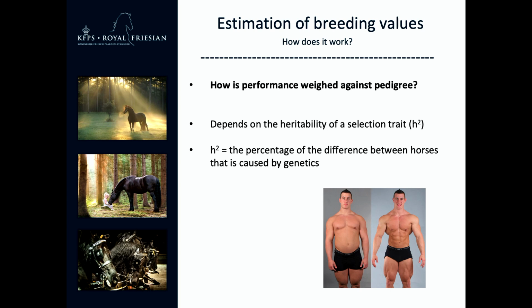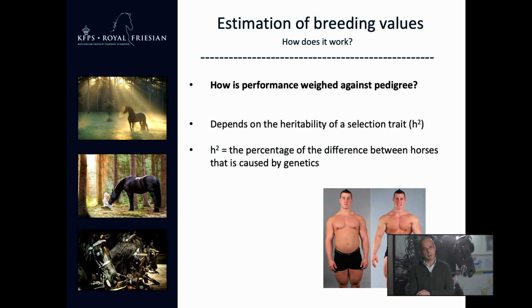And so the way we weigh performance against pedigree depends on what we call the heritability. Heritability is the percentage of the difference that we see among horses that is caused by genetics. And we see a difference from trait to trait. For one trait, the influence of the environment is a lot more than for the other trait. I will give you a couple of examples in the next sheet.